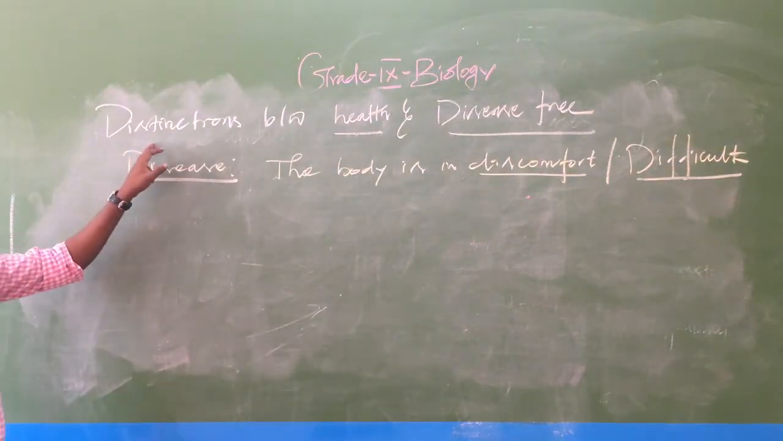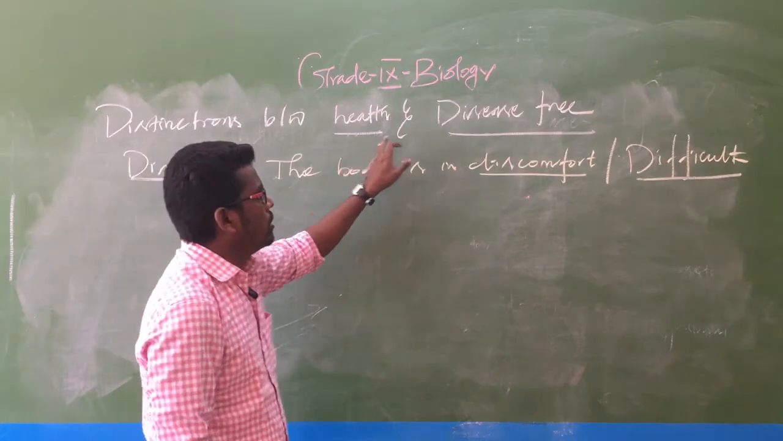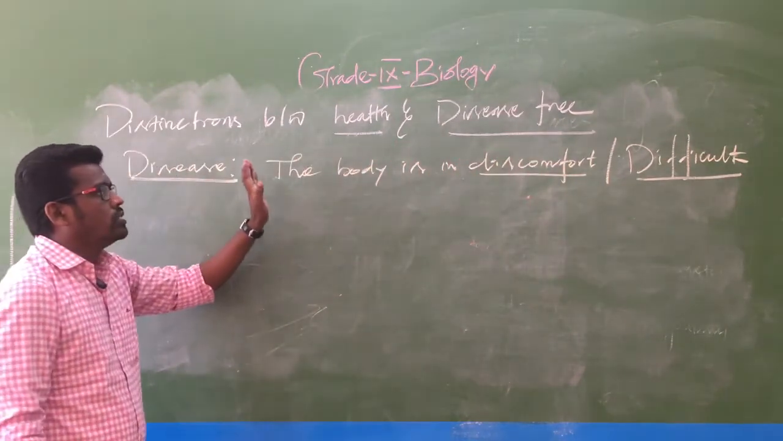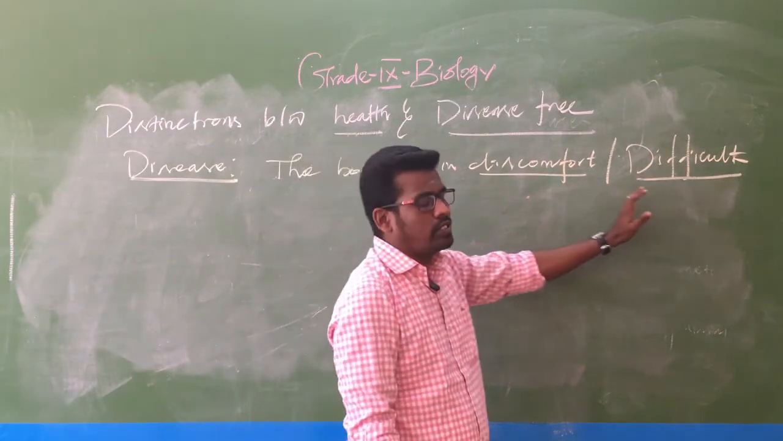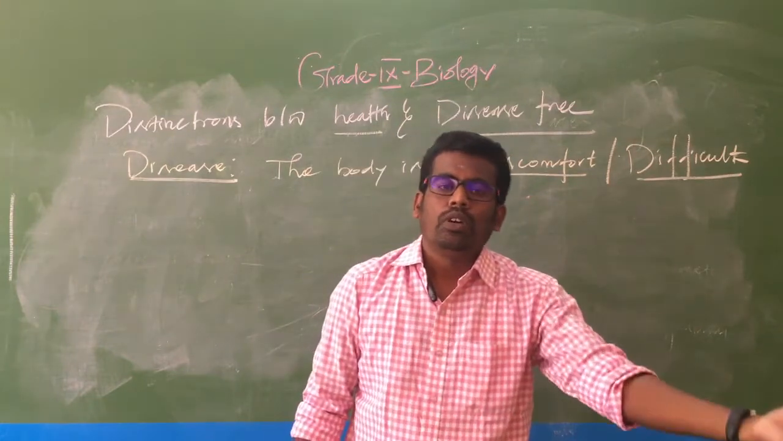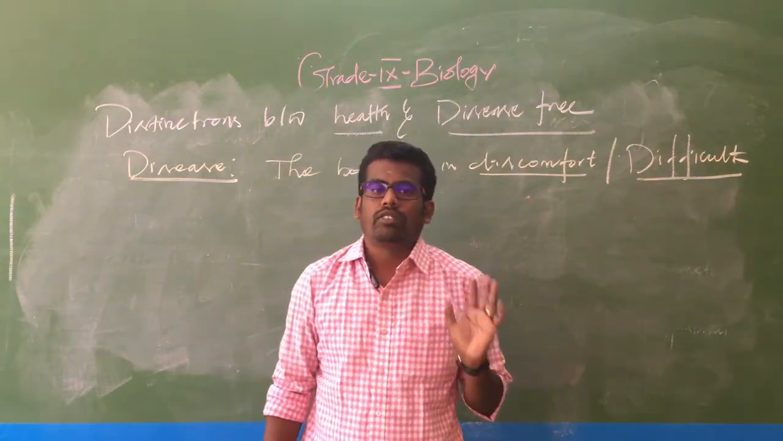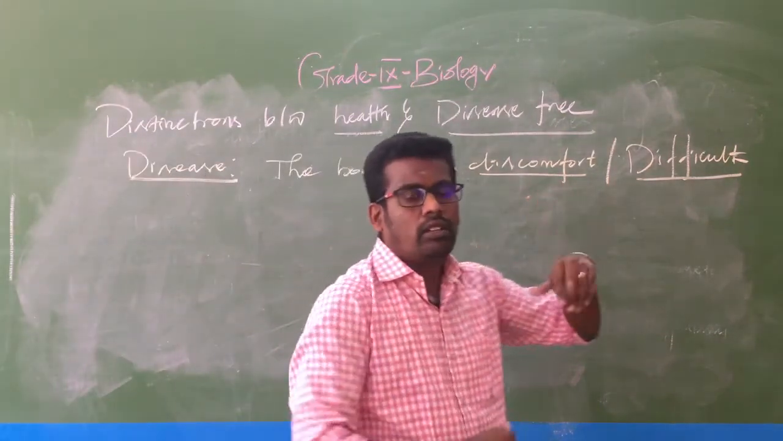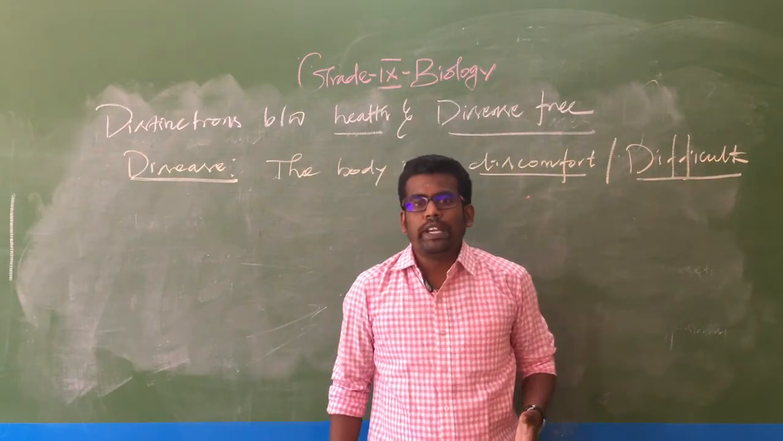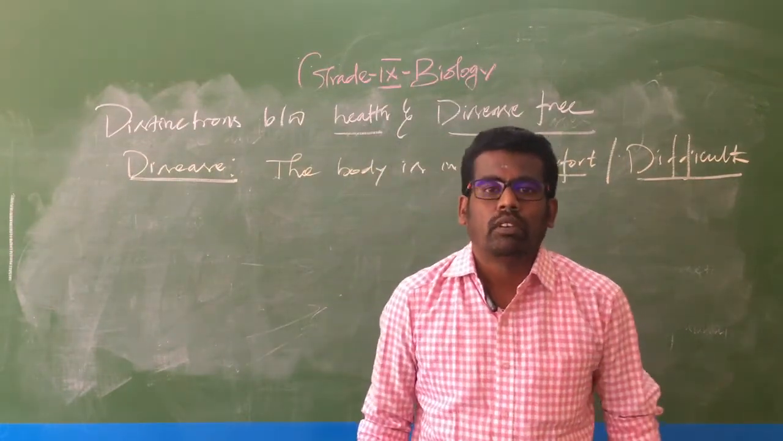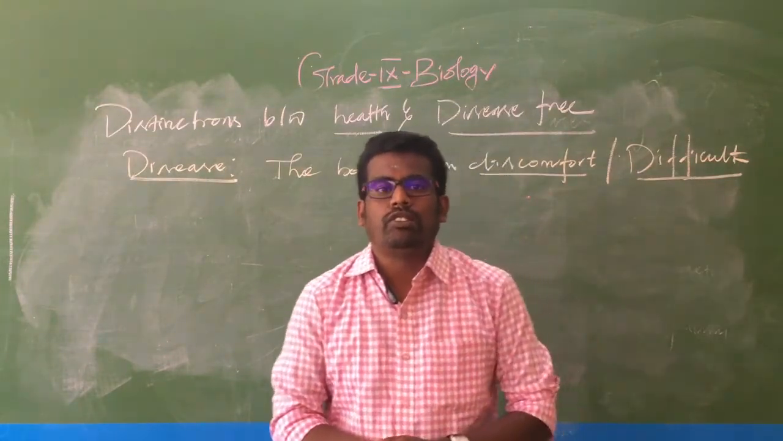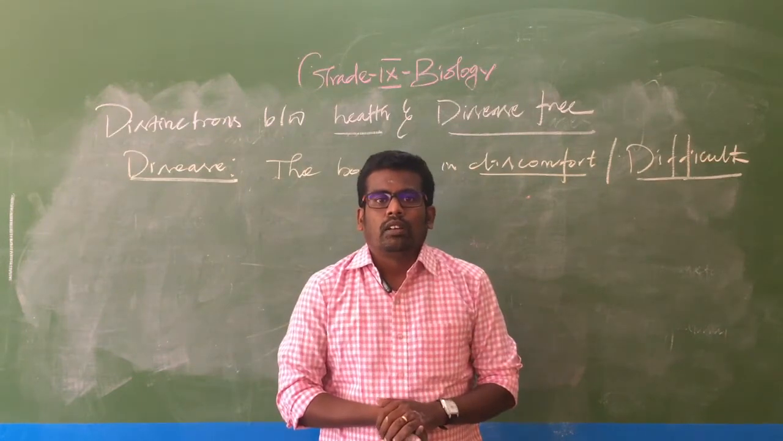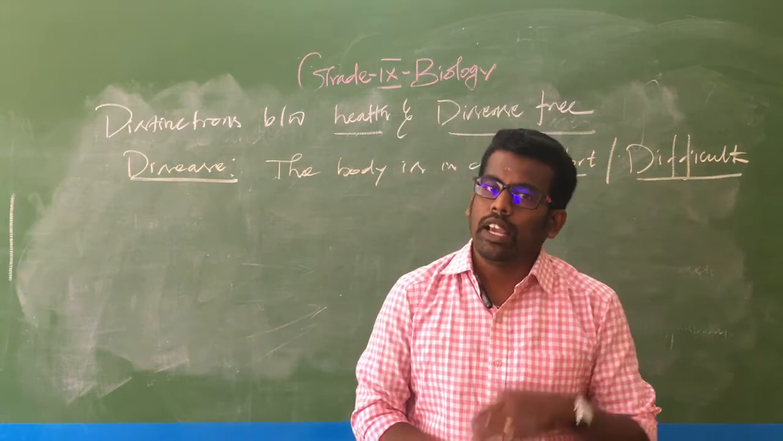Again, now we are discussing the distinctions between health and disease free. What is meant by disease? The body is in discomfort or difficulty, unable to do any activities. That condition is called disease. Now we are going to see examples. The first example, a good dancer. The dancer should be healthy and disease free, then only he can give such nice movements and nice steps.